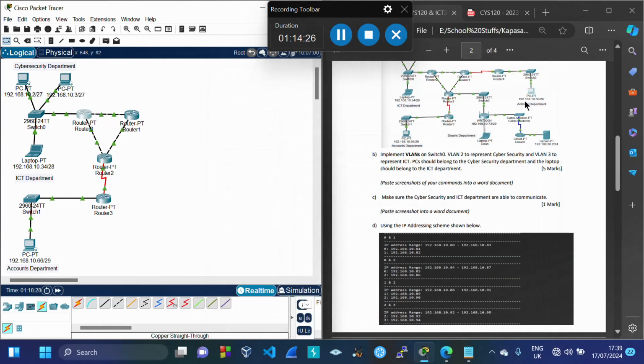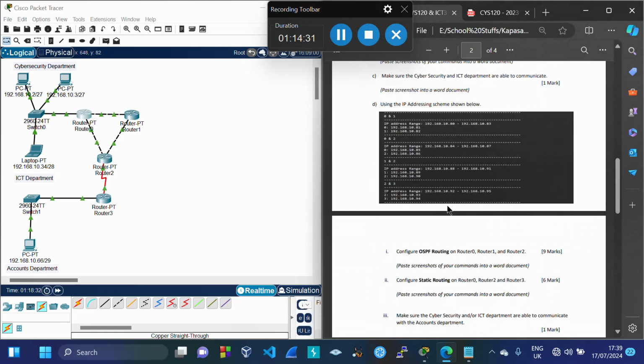Okay, so it was saying we need to configure OSPF on router 0, 2, and 3. So our next target is router 2.